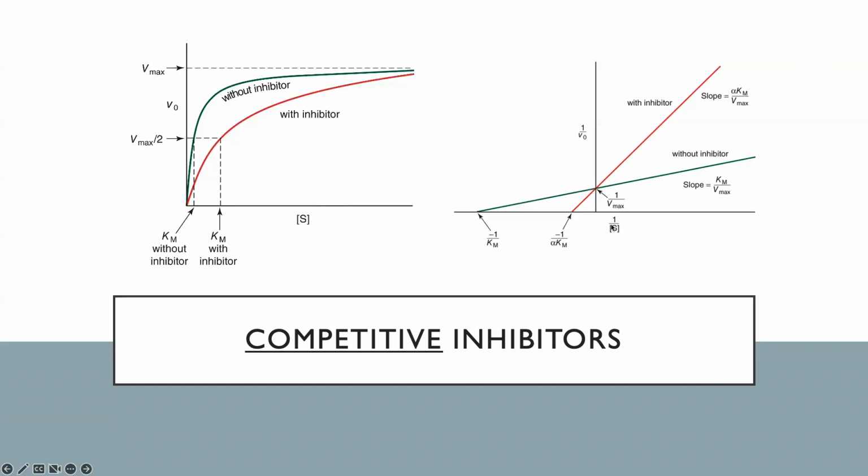They're going to increase the Km, but not affect the Vmax. If you're looking at a Lineweaver-Burk plot, the y-intercept is unchanged, but your x is going to move towards that origin.